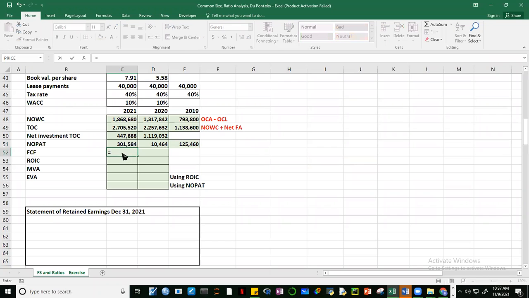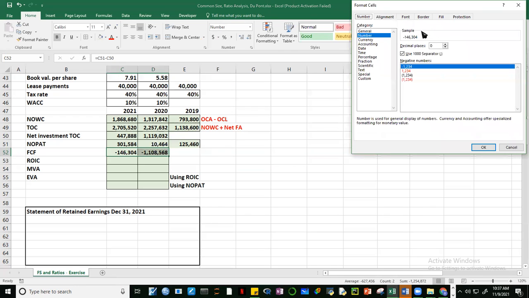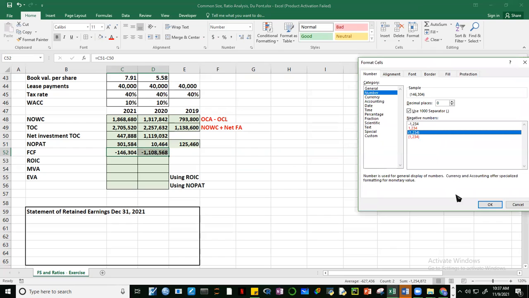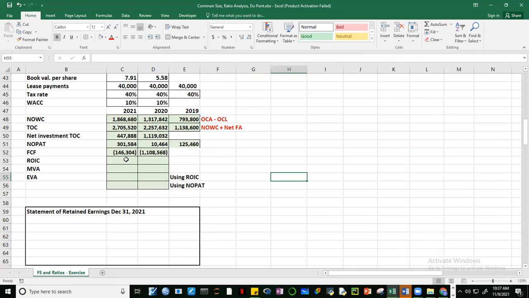So we can now compute for the free cash flow. It's your NOPAT minus your investment in TOC. Here you have negative figures. And we said before that a negative free cash flow does not necessarily mean bad performance for the firm. For 2020, the negative was largely caused by the huge investment in total operating capital, which is good. However, there is a bad side to it in the sense that the NOPAT was only very small.